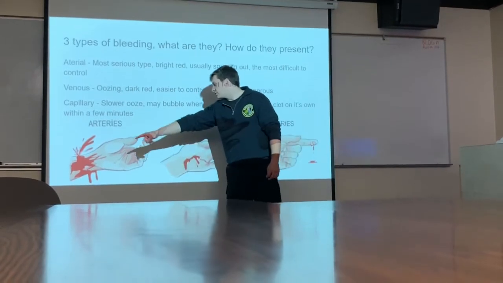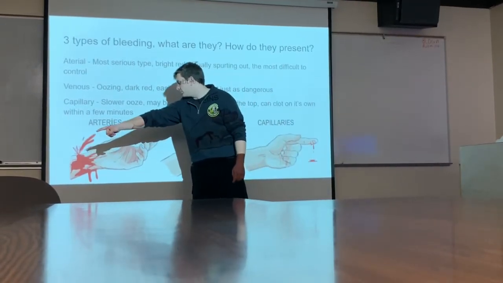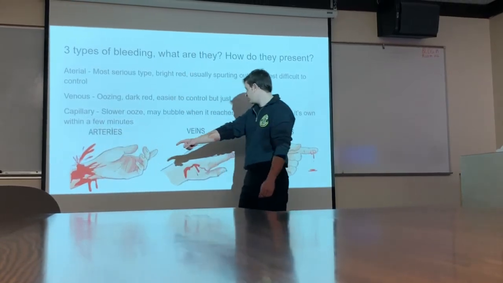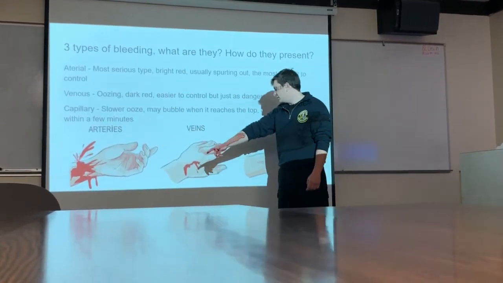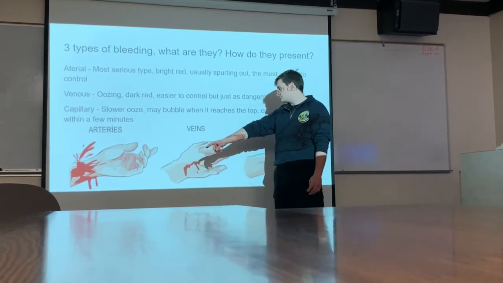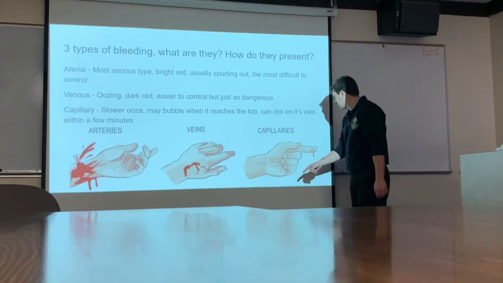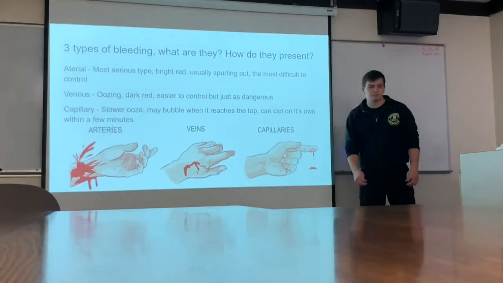You have arterial bleeds. So this would be your radial pulse because it's on your wrist. You can see it spurting out and it's bright red. Vein bleeding, it's a little less spurty. It's still coming out a decent amount. And then just your capillary small bleeds like this.